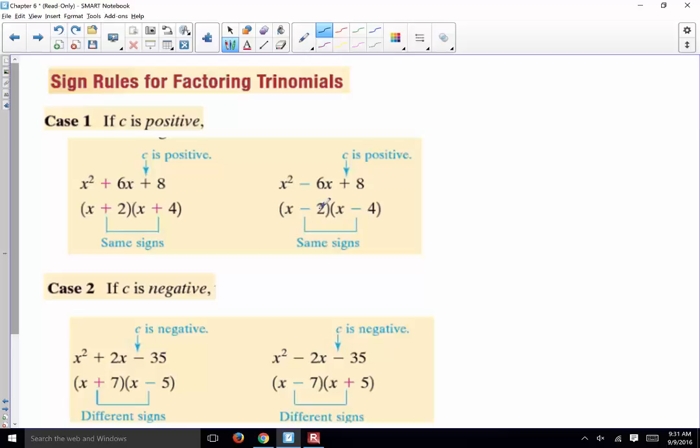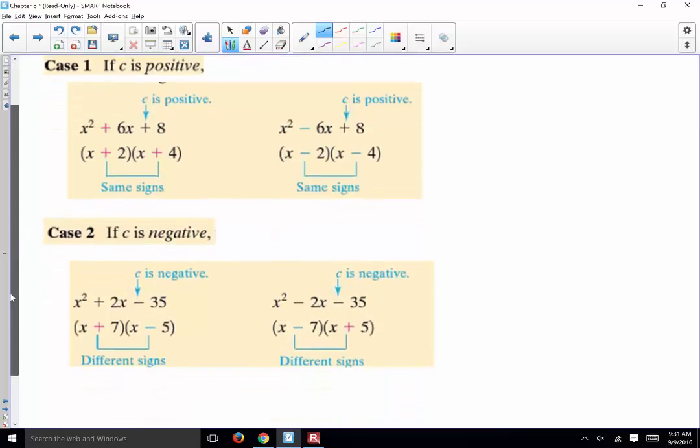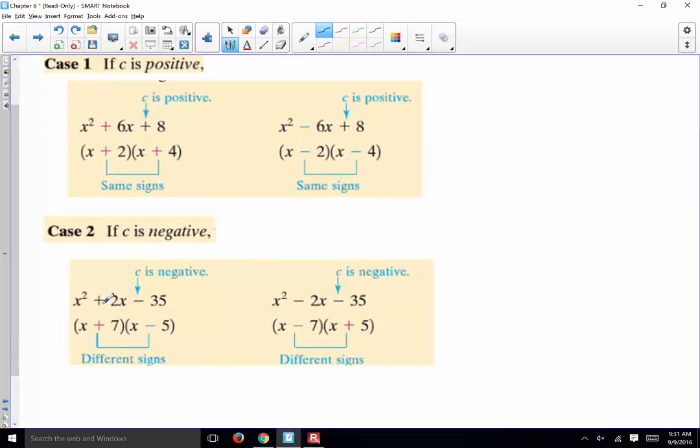Okay? And choose any two numbers, multiplying into 8 and adding to 6. However, if the last number is negative and the middle number is positive, then you need to go with one positive, one negative, but the bigger one should be positive. The big number should be positive, so you can subtract them and get positive 2. And once both are negative, you choose the big number negative, small number positive.